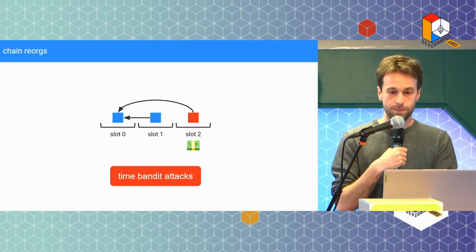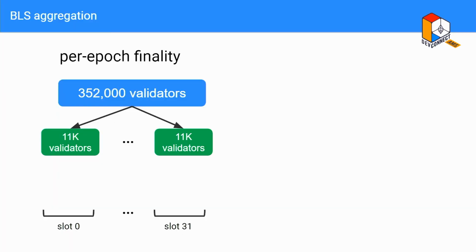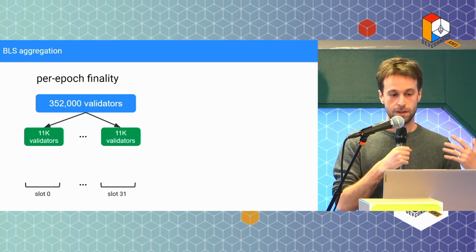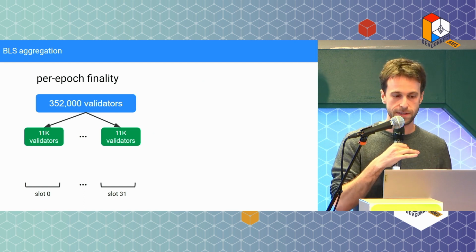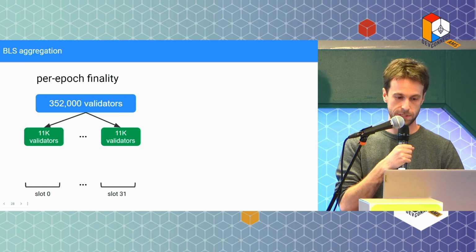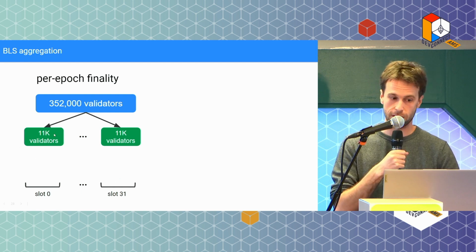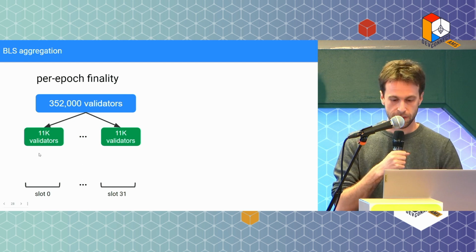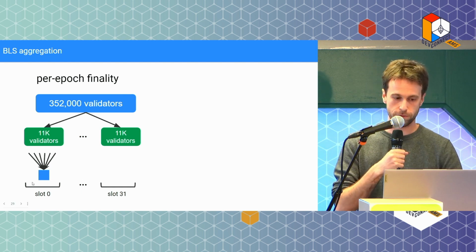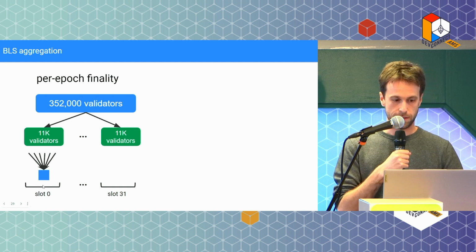Now, one of the things that we want to do on the beacon chain is completely remove time-bandit attacks from the equation. And here's how we'll get there. The idea is to use BLS aggregation. What we have today is per epoch finality. We have hundreds of thousands of validators, so many that we split them up across a whole epoch from slot 0 to 31. We have roughly right now 11,000 validators per slot. And each validator will make an attestation, will make a vote for the block in the slot.